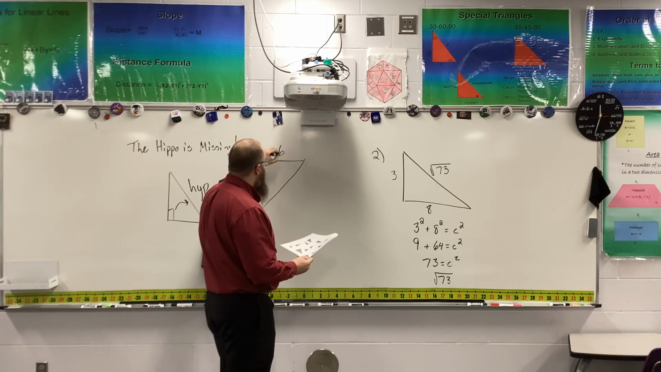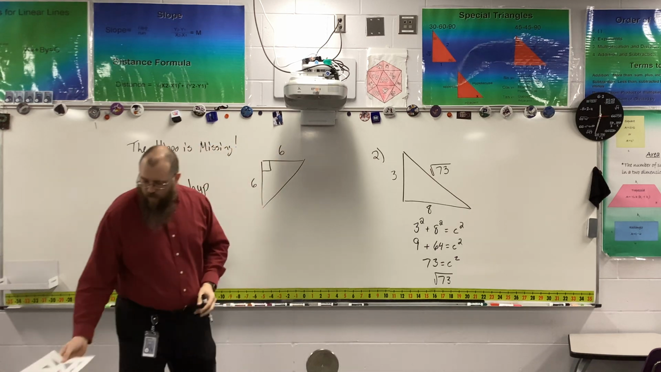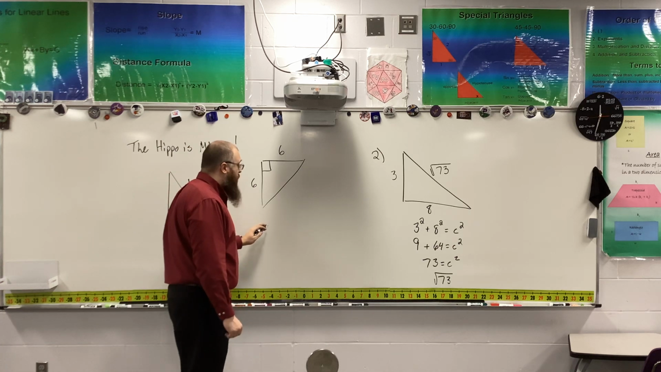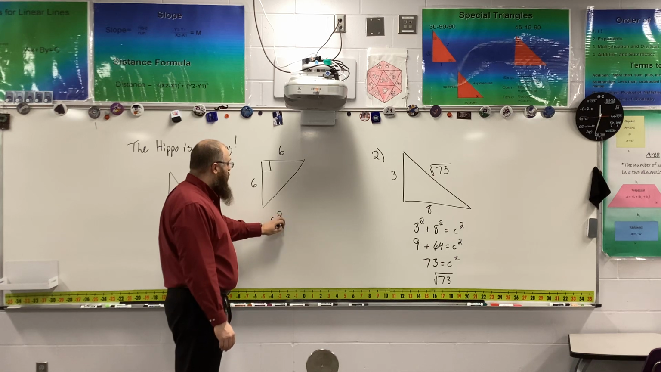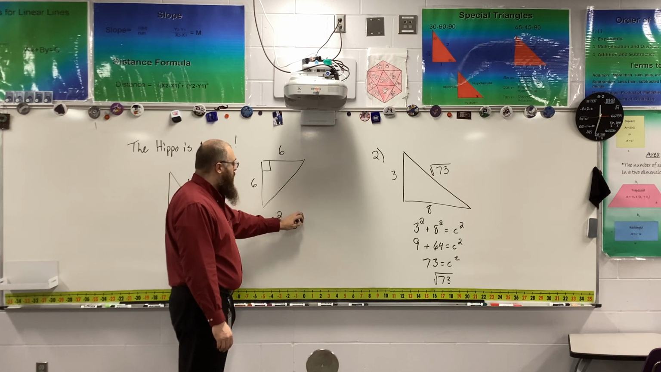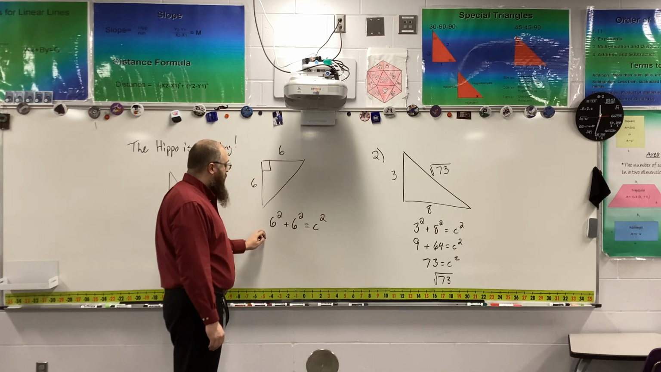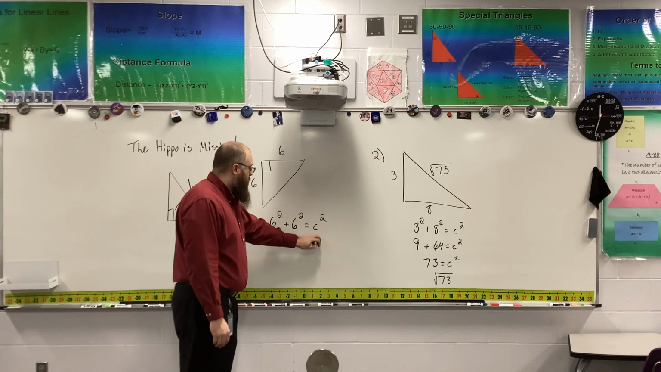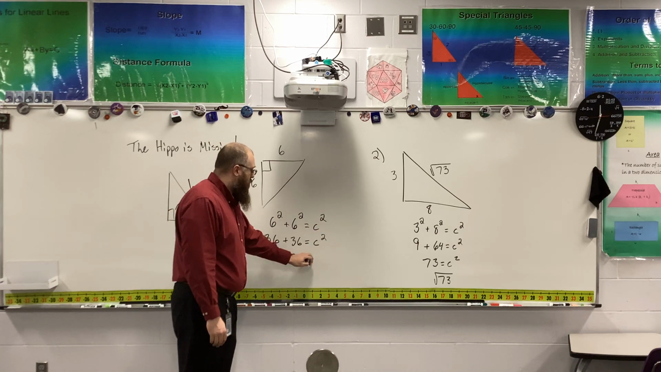We again have a right triangle where our two legs are 6 and our hypotenuse is missing. We're going to set up our Pythagorean theorem. So we have 6 squared plus 6 squared equals c squared. 6 squared is 36. 6 squared is 36. 36 and 36 is 72.